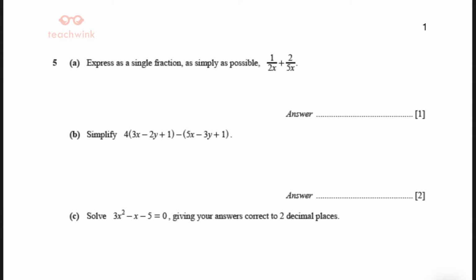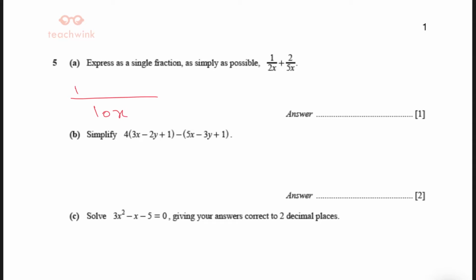So let's start. Part A says express as a single fraction as simply as possible 1 over 2x plus 2 over 5x. The first thing that you do is you find the common denominator or the LCM. Of course, the LCM in this case would be 2 times 5, which is 10, and the x is common between them, so the LCM becomes 10x.